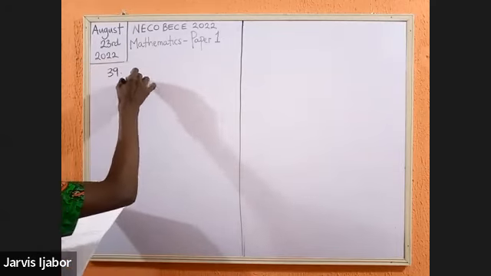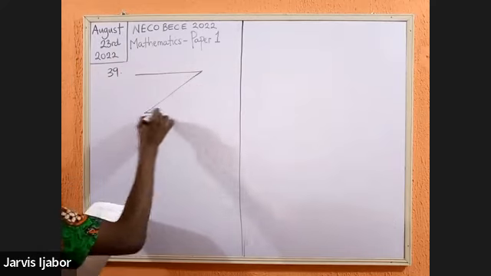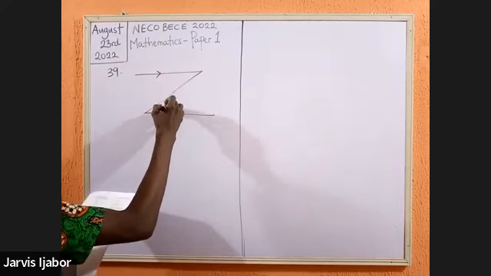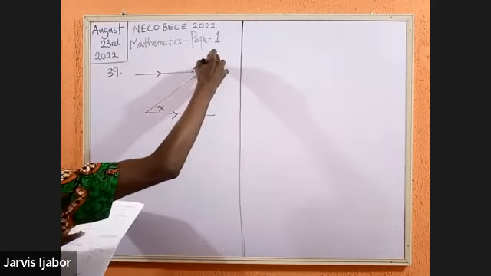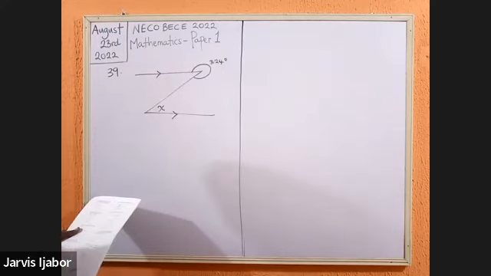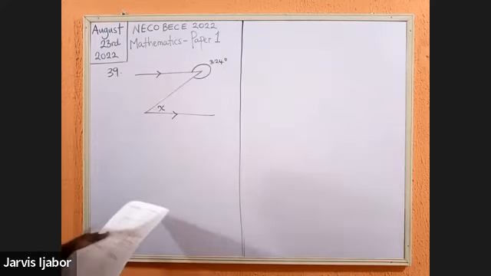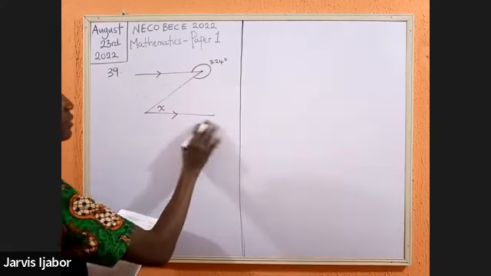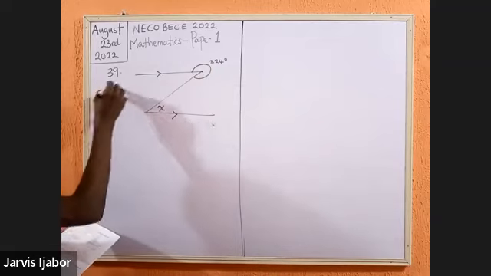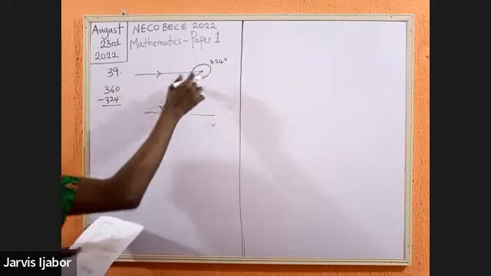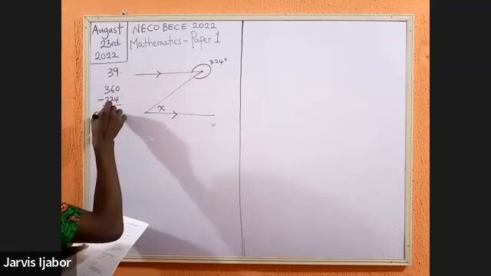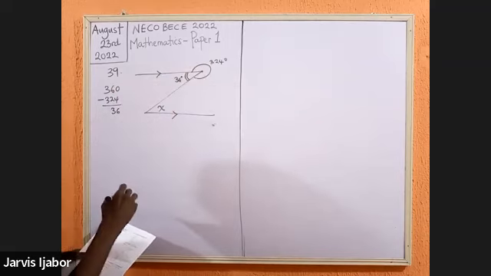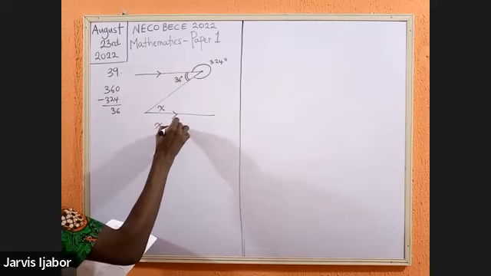Question 39 is testing your knowledge of angles between lines. This is X. The whole of this angle is what? 324 degrees. Now, remember that to solve this, angle at a point will be what? 360 minus 324, because angle at a point is 360. So that will give you 36. So this angle becomes what? 36 degrees. So X will be equal to 36 degrees.